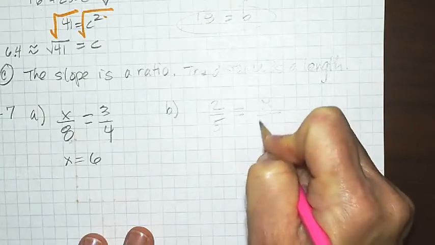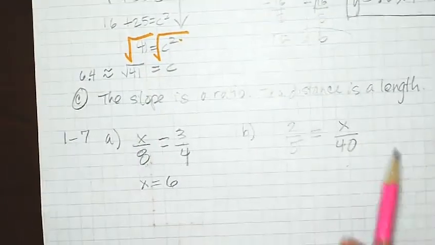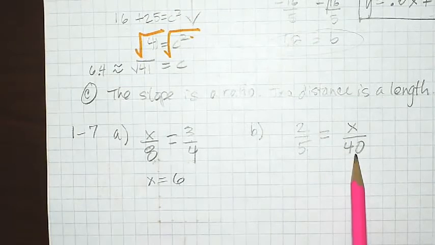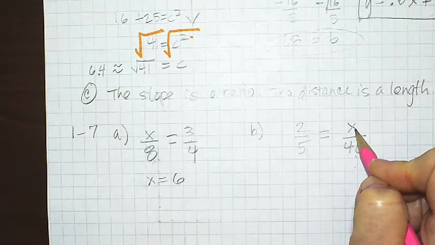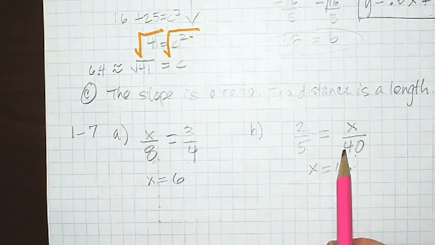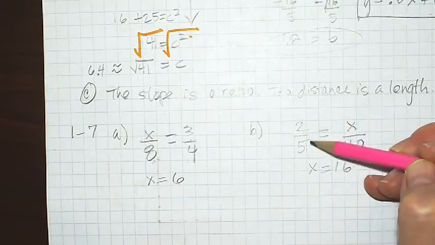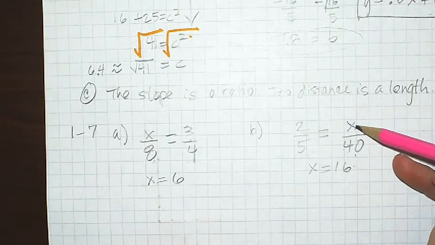Now, they're not all going to be that simple. 2/5 equals x over 40. Well, this one's not too bad. 5 times what is 40? 5 times 8 is 40. 2 times 8 is 16. So x equals 16. If these two fractions are equal to each other, then whatever I do to 5 to get 40, I'm going to do the same thing to 2 to get this answer.